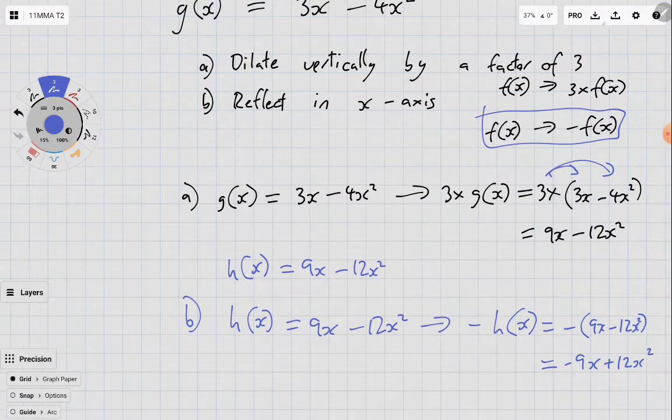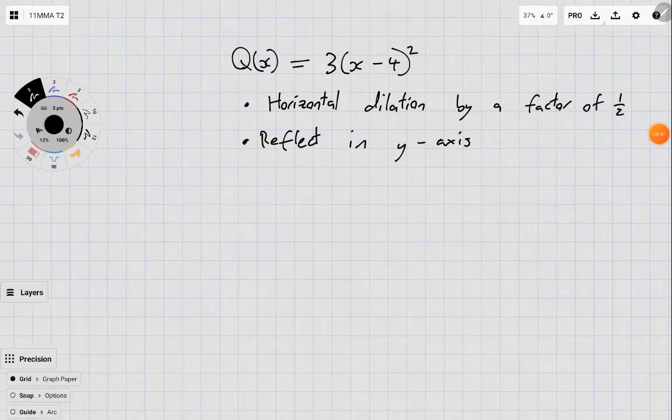I might just go through one more example. If you're feeling confident, you can move on, but I'm going to show you how to do horizontal and y-axis reflections. So horizontal dilation by a factor of a half and reflect in the y-axis.